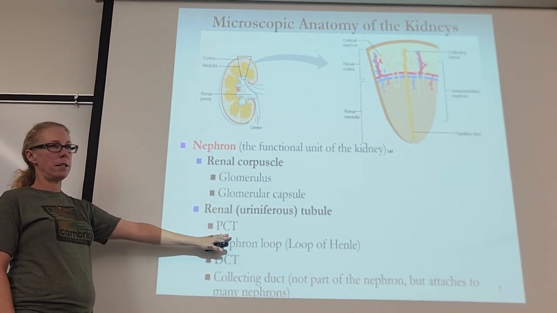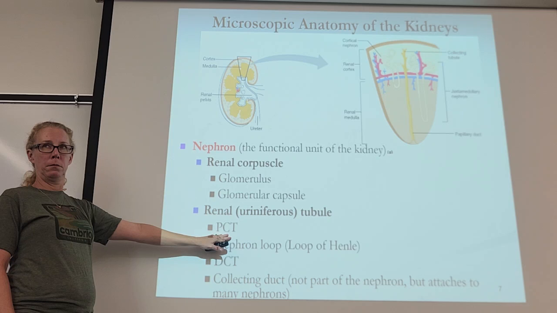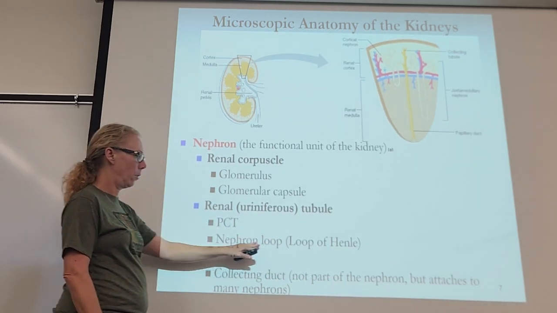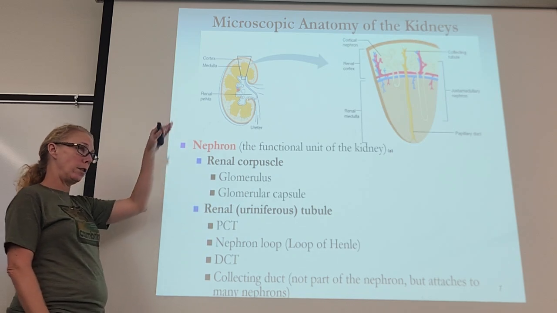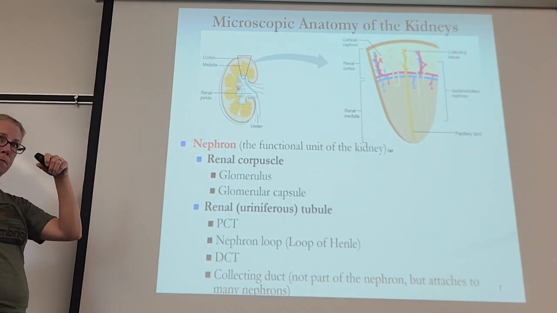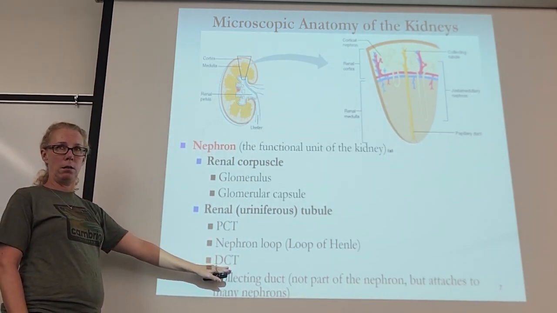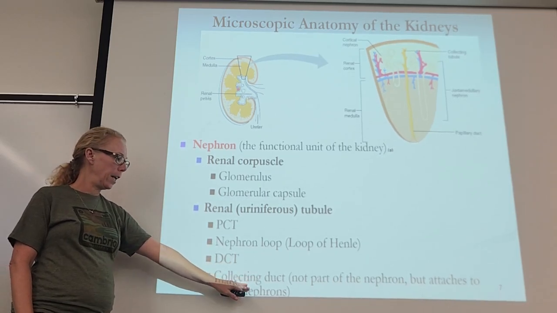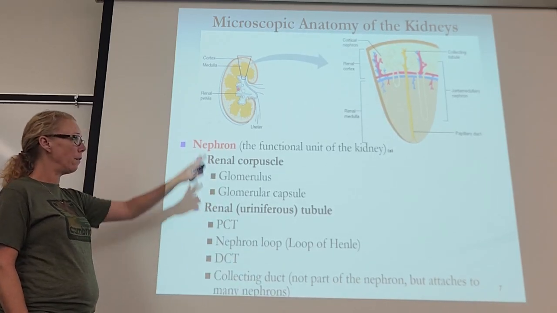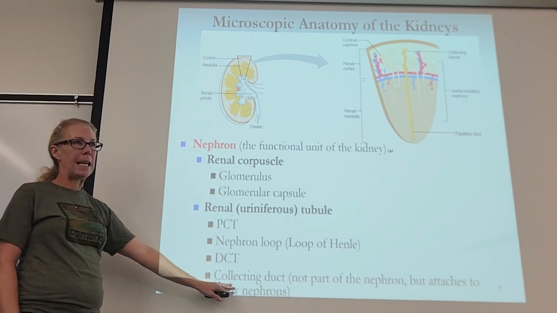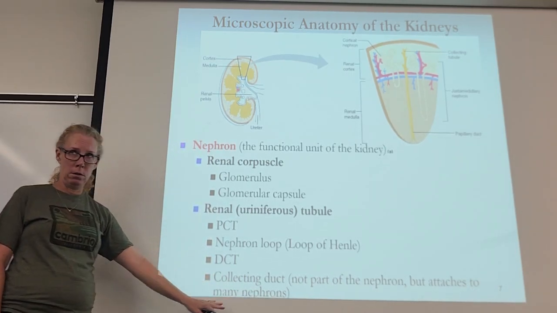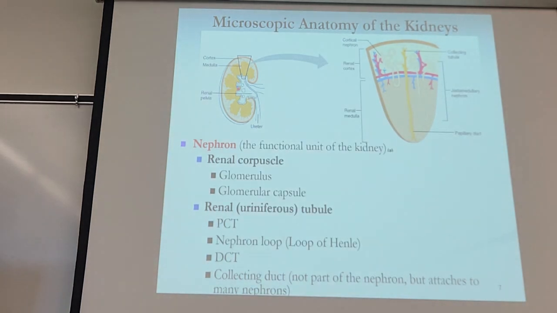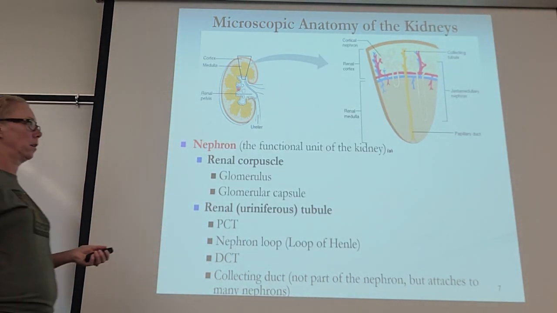And then we have part of the tubule. And the PCT stands for what? Proximal convoluted tubule. Then we have the loop of Henle, which is also called the nephron loop, where you have your descending limb and your ascending limb. And then what's the DCT? Distal convoluted tubule, right? And then we finally end in the collecting duct, which is not part of the nephron, okay, but it can attach to many nephrons, okay, as part of flow, all right? And we'll talk about that in a minute.